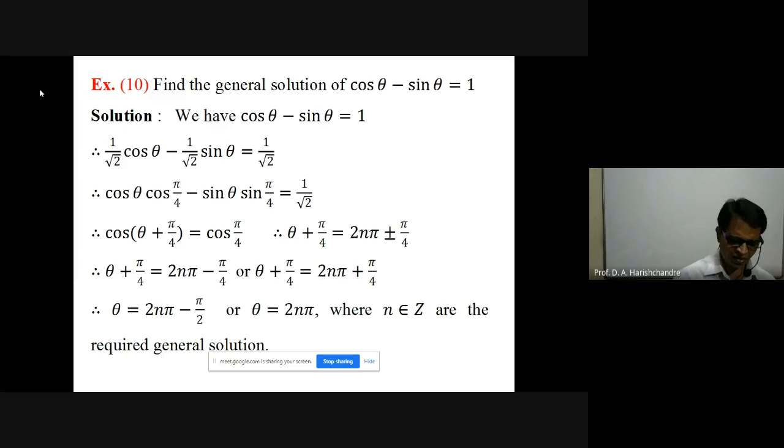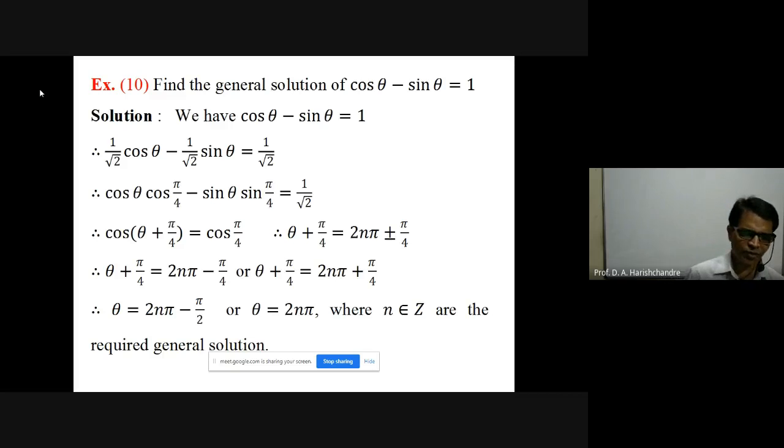Now here in the first term, 1 by root 2 can be replaced by cos pi by 4. In the second term, 1 by root 2 can be replaced by sin pi by 4. And the right hand side is 1 by root 2. Let us keep it as it is for the time being. Now it is looking like cos theta into cos pi by 4 minus sin theta into sin pi by 4 is equal to 1 by root 2.